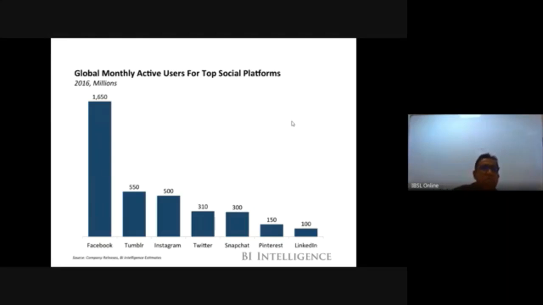By 2016, global monthly active users for top social platforms: Facebook had about 1.6 billion, then Tumblr, Instagram, Twitter, and so on.